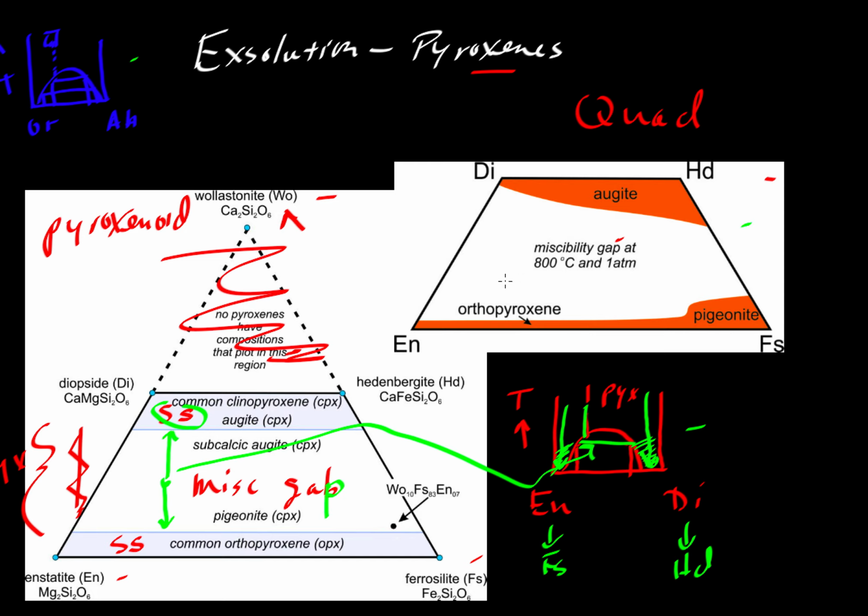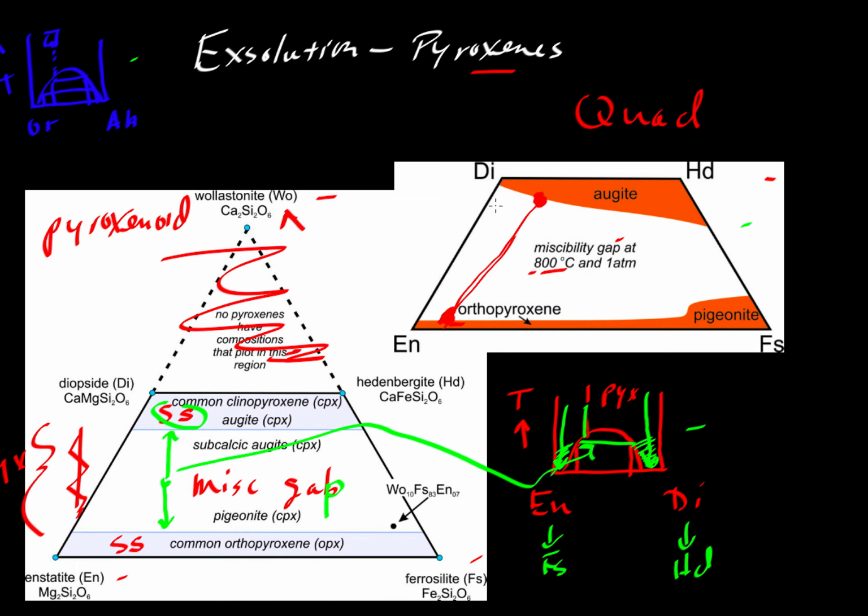Over here is a little more realistic look at the system. We have a miscibility gap shown for temperatures of 800 degrees centigrade and 1 atmosphere. The solid solution is very limited. We'd have a very, very narrow amount of solid solution between an enstatite-ferrosilite-rich component and, let's say, diopside-rich components. If we have two pyroxenes in a system, and many rocks do crystallize two pyroxenes at 800 degrees, the augite and the orthopyroxene compositions would be very far apart from one another.